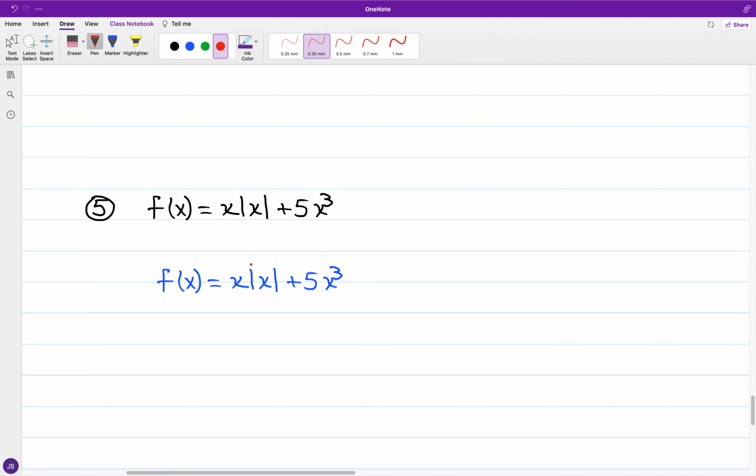So taking f of x, if I follow through, we have x times the absolute value of x. The absolute value of x is going to be x. We have plus 5x cubed. So we're going to have x times x, which is x squared, plus 5x cubed. Now for f of negative x.